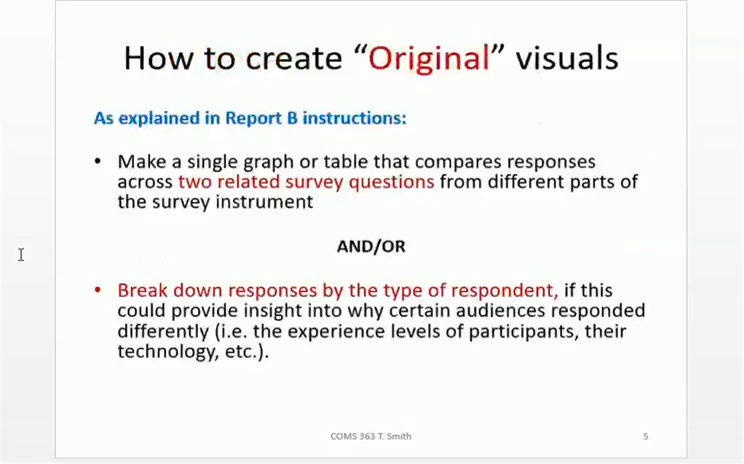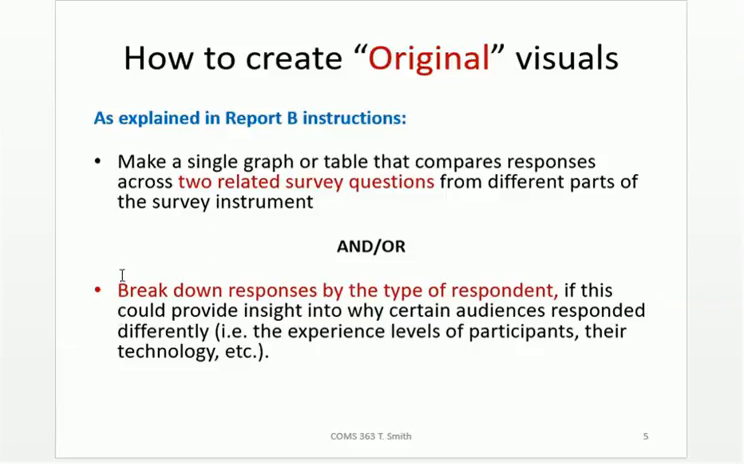And how do you do that? How to create original visuals. And this was also explained in Report B. This is verbatim. There's some ways you can do it. One of them is to make a single graph or table that compares responses across 2 related survey questions from different parts of the survey instrument. So, for example, you can bring in an item or 2 from question 23 and another item from question 17 if they happen to be on a similar topic, such as navigation or ethos, or if they're both on the topic of visuals.